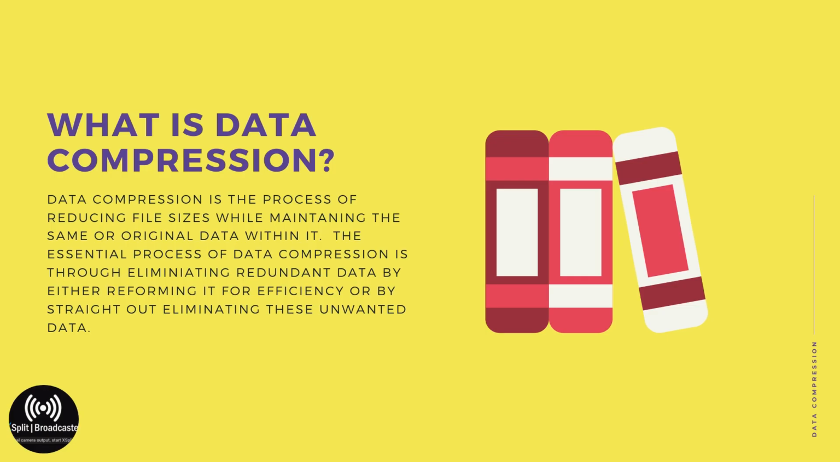Let us first start off with the question, what is data compression? Well, data compression is the process of modifying or encoding the bit structure of data to ultimately consume less space in modern-day storage systems such as hard drives, SSDs, CDs, etc. The essential process of data compression is by eliminating any redundant data present within the file by reforming these data strings for efficiency or by permanently removing them from the file.